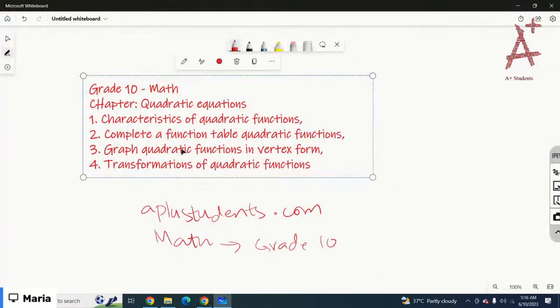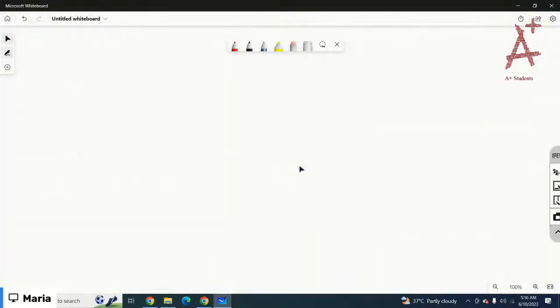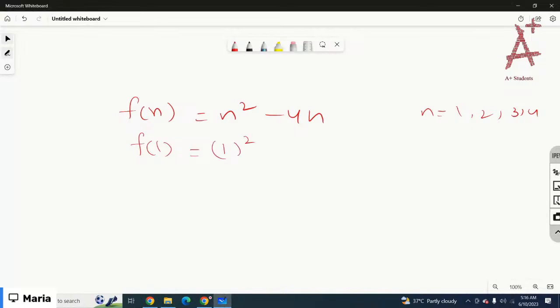So the function is f of n equals n square minus 4n, and you have to calculate the values for n equals 1, 2, 3 and 4. So basically you have to replace the n with these values. f of 1 means where you have n, just replace it by 1. So it would be 1 square minus 4 times 1. 1 square is 1 and 4 times 1 is 4. So it would be 1 minus 4, that equals -3.